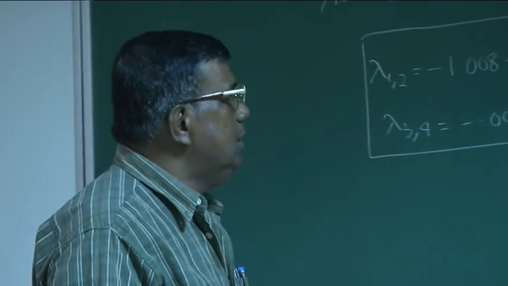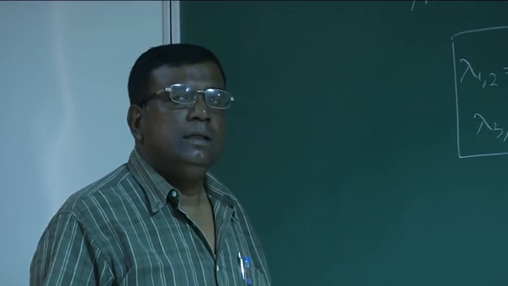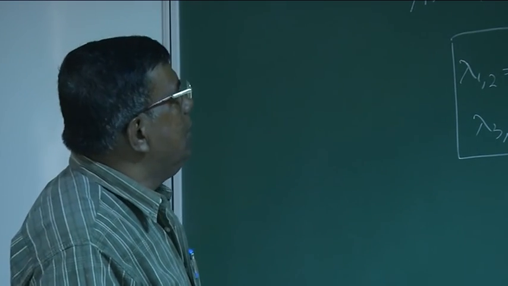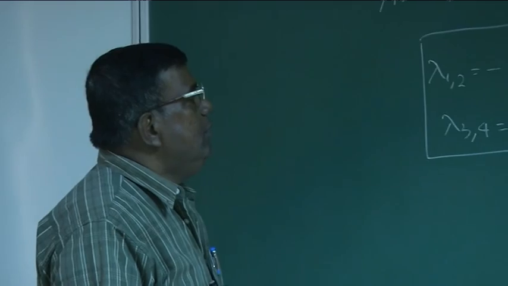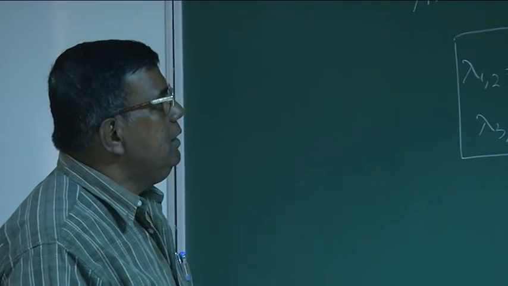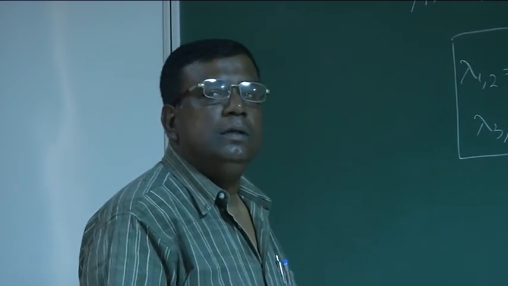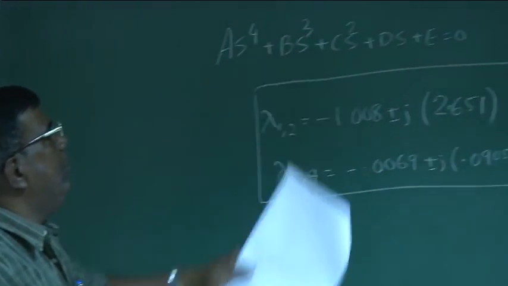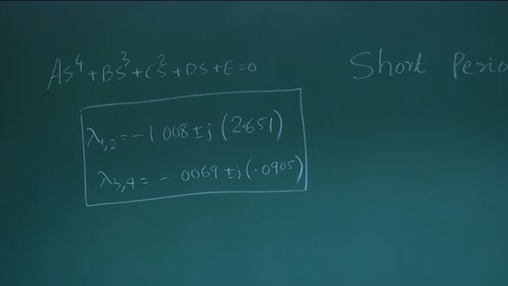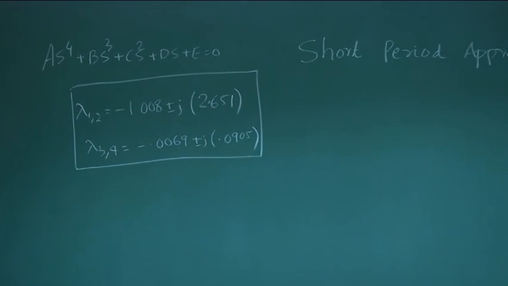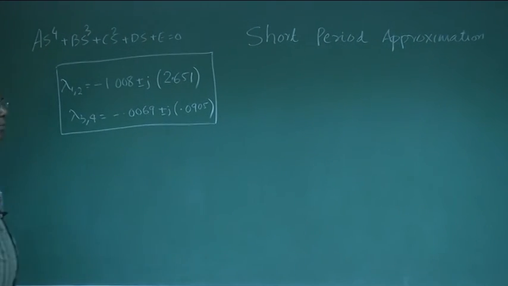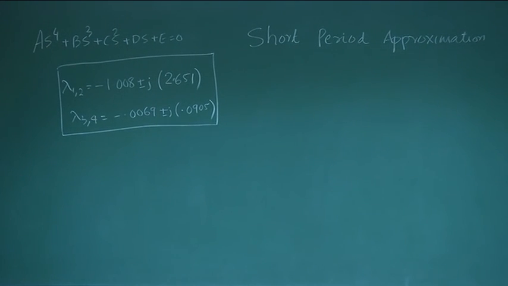We were trying to understand the dynamic stability aspects of an aircraft, and we have seen that when we were analyzing the longitudinal mode, we could get equations of the form As⁴ + Bs³ + Cs² + Ds + E = 0, and A, B, C, D, E can all be computed using aerodynamic derivatives, inertia properties, etc.